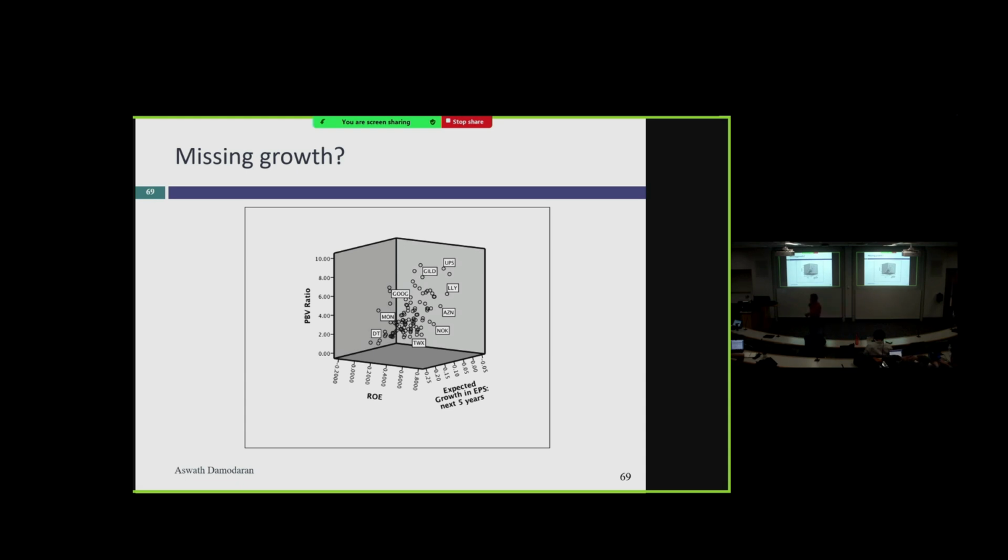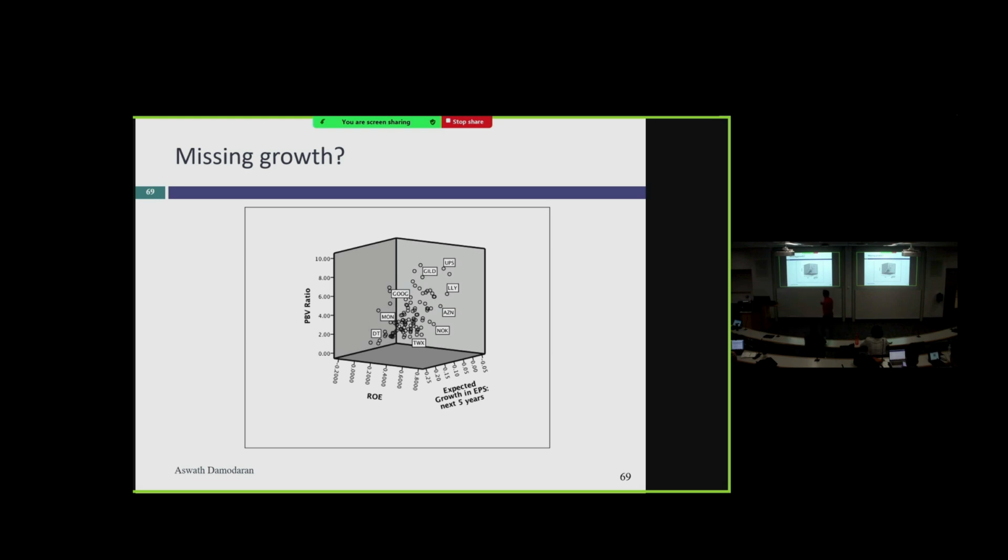I hate these three-dimensional graphs because they always make me dizzy. Normally when you run scatter plots, you do two dimensions, price to book and return on equity, but almost every statistics package, including Excel, allows you to do a three-dimensional graph. So here's the question I'm going to ask you. Think of this as a cardboard box. Which corner of the box are my cheap stocks in?